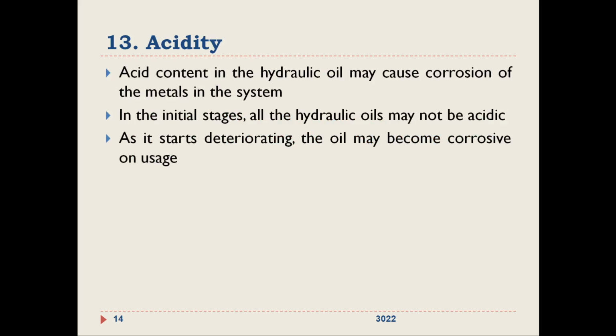Next, property number 13 of the hydraulic oil is acidity. So what will happen? The acid content of the hydraulic oil may cause corrosion of the metals in the system. Acid content will lead to corrosion of the metals. In the initial stages, hydraulic oils may not be acidic. But when the oil starts to deteriorate, it may become corrosive on usage.